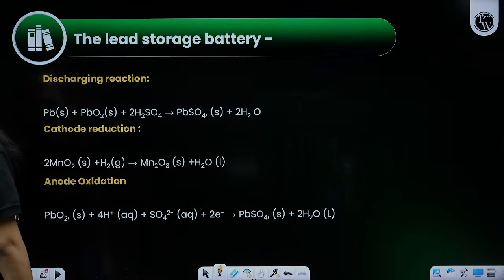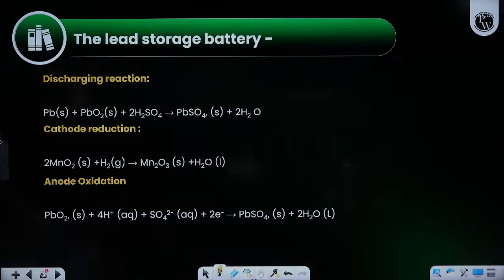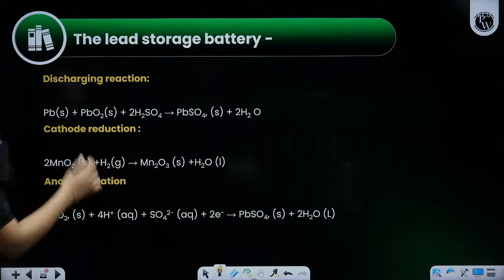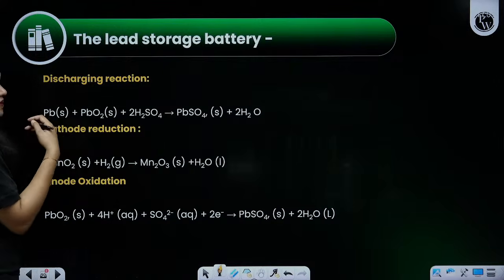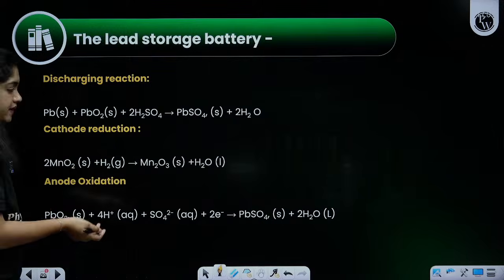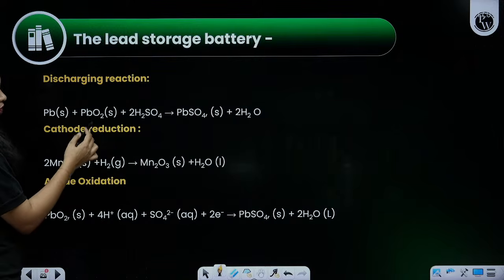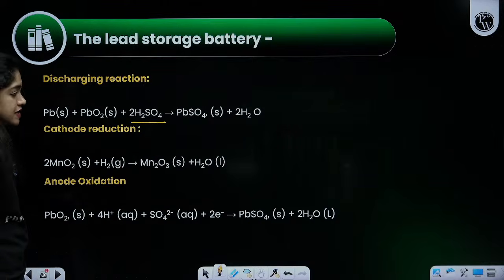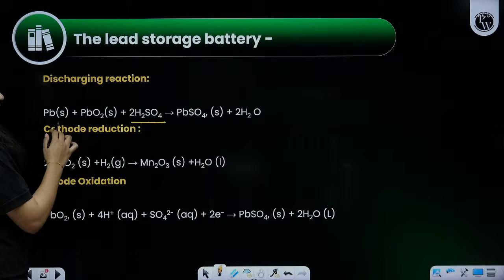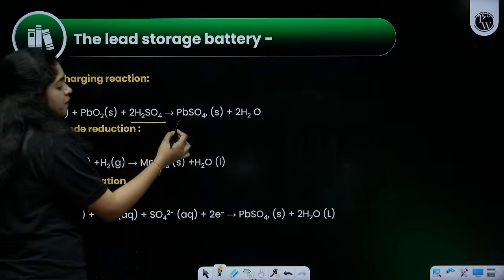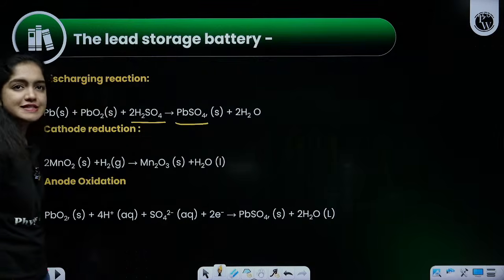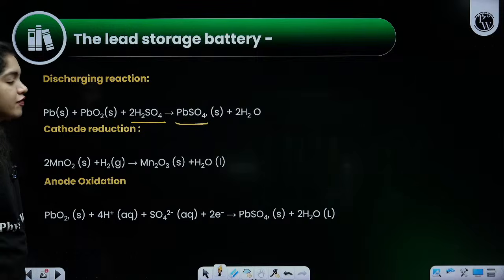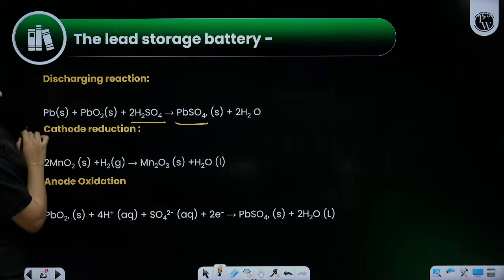So, in the lead storage battery, discharging reactions will be there and charging reactions will be there. The discharging reaction: it is made up of lead oxide, so PbO2 reacts together with H2SO4, sulfuric acid, to form PbSO4, that is lead sulfate. We will get lead sulfate plus water. That is the first reaction, the cathode.